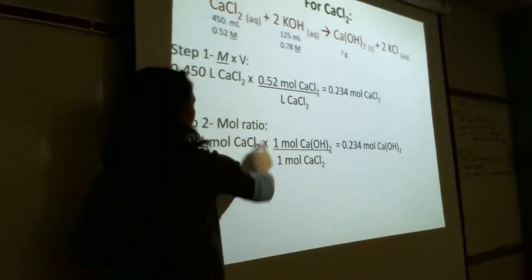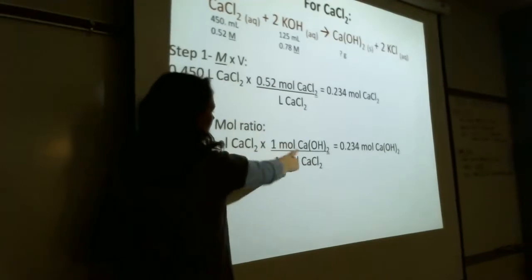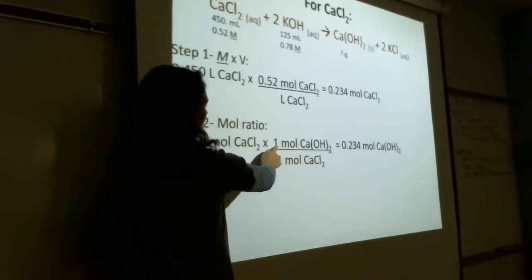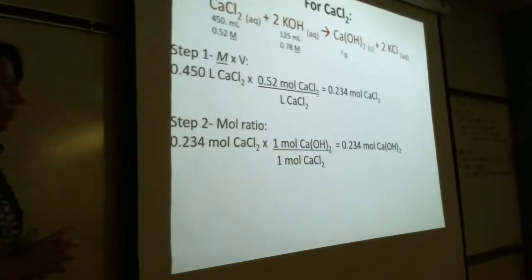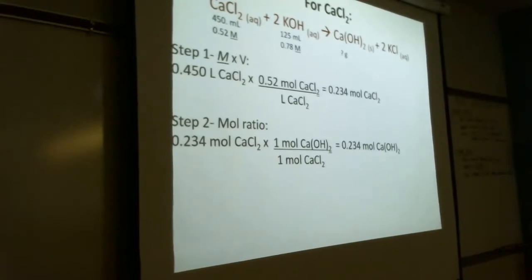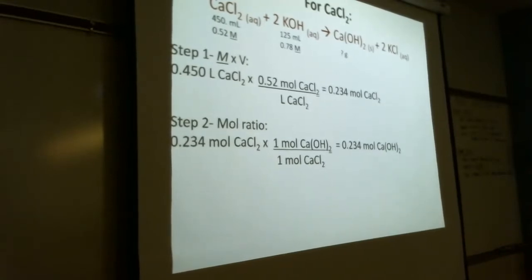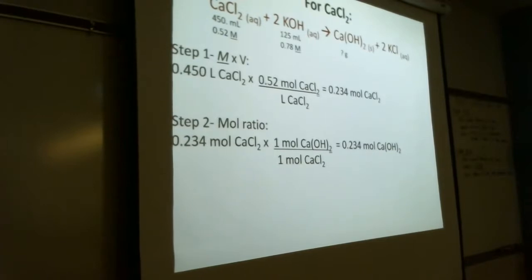Okay? So how did I convert from moles of calcium chloride to moles of calcium hydroxide? Multiply by the mole ratio. So just remember, you should show that step. Even if it doesn't change your number, I still need to know how you converted from one unit to the other, okay? I want to know that you know what you're doing.